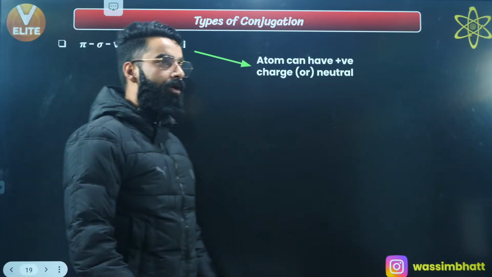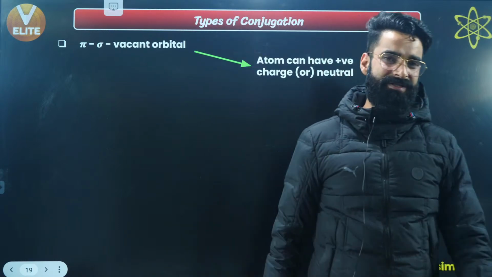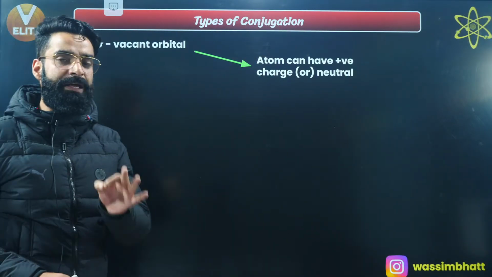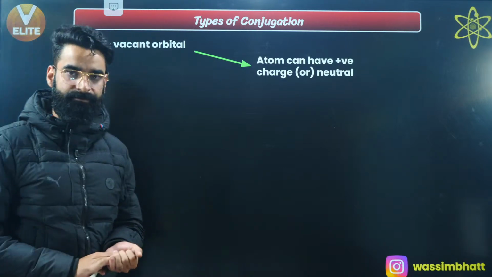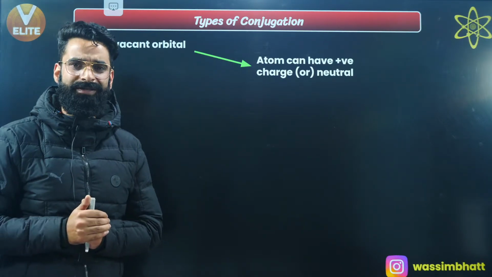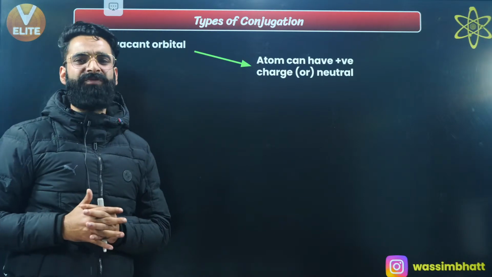Now people, wherein do we see resonance? For the resonance to happen, there should be conjugation present in the molecule. For the resonance to happen in the molecule, there must be conjugation present, right? And there are lots of conjugations which we are going to talk about.